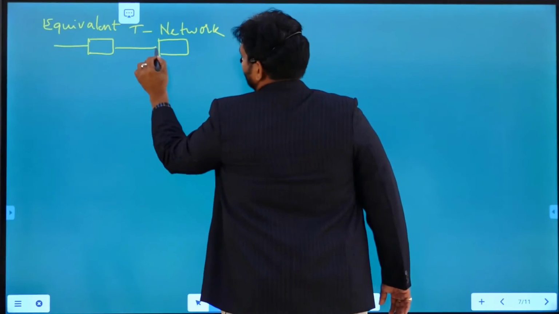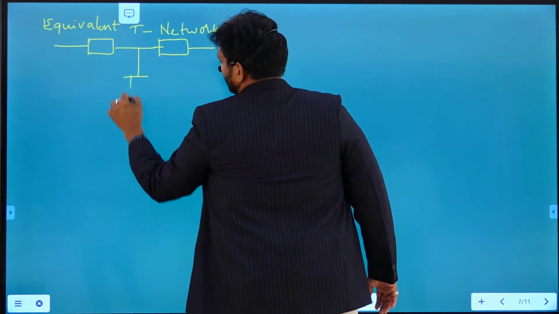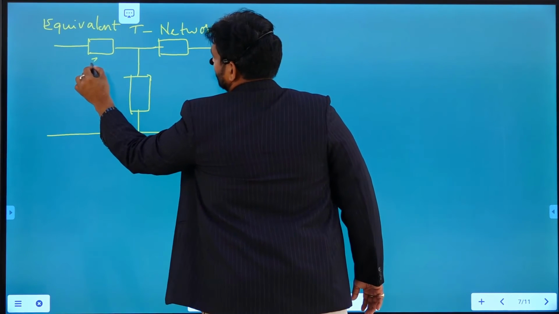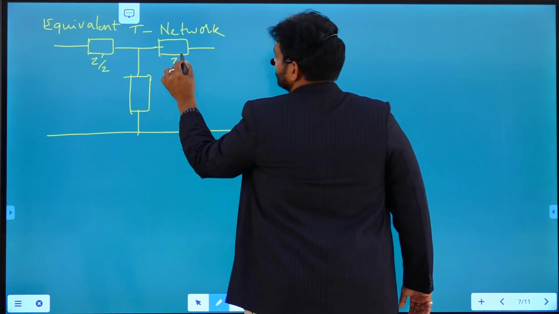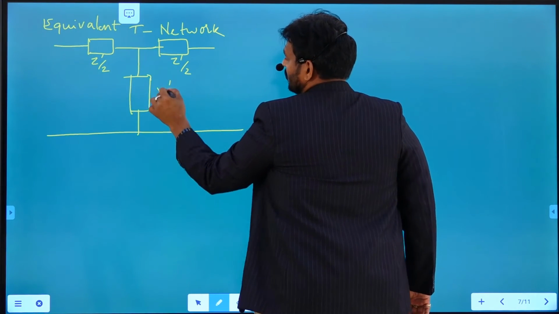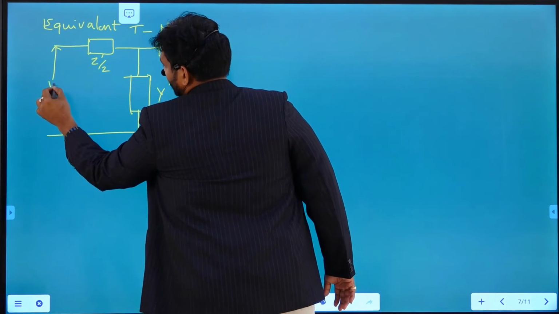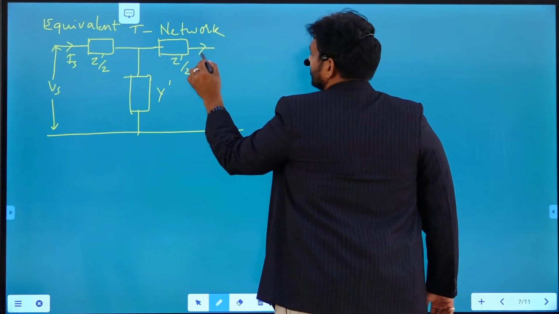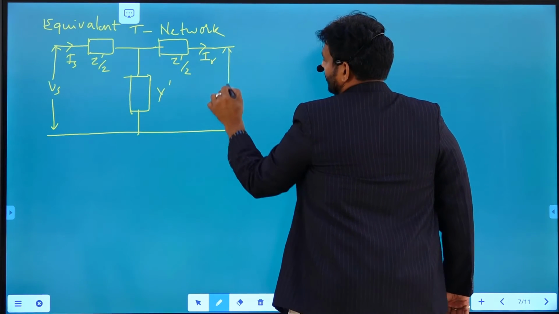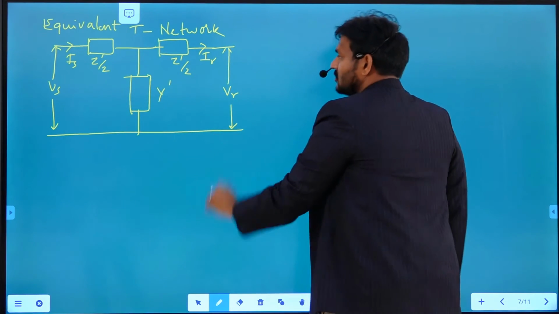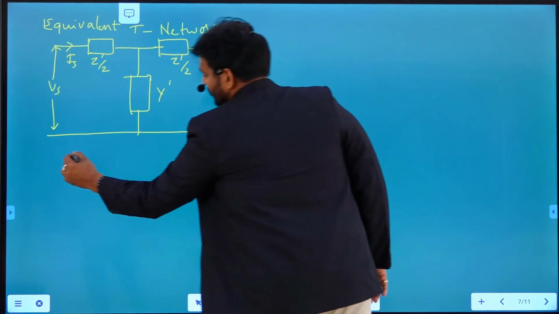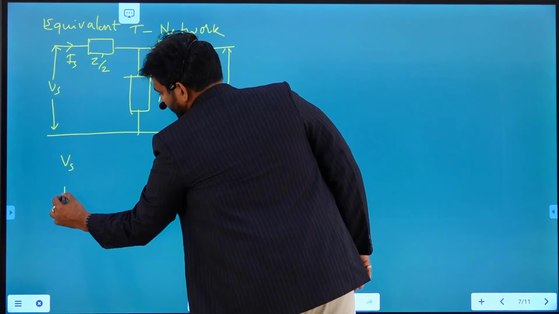The series impedance is divided into two halves and the shunt admittance is lumped at the center. This is Z dash by 2, this is Z dash by 2, this is Y dash, sending end voltage and sending end current. This is receiving end current and receiving end voltage. So how do we represent the ABCD parameters for this network?